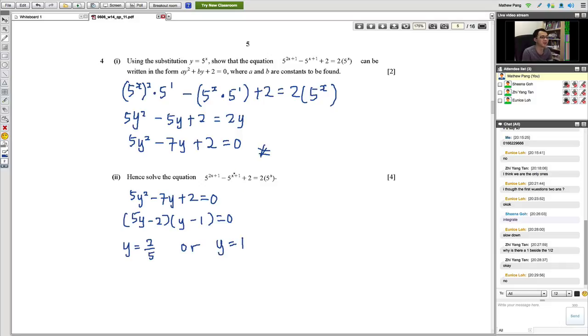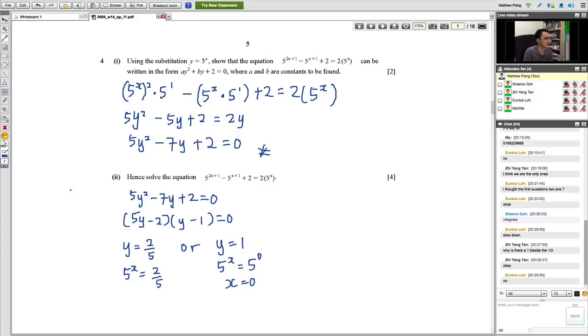You shouldn't stop here because your y is 5 to the power of x. So 5 to the power of x equals 2 over 5. I think for this you need to use log to solve it. This one is easy: 5 to the power of x equals 1. 1 equals 5 to the power of 0. So x equals 0.